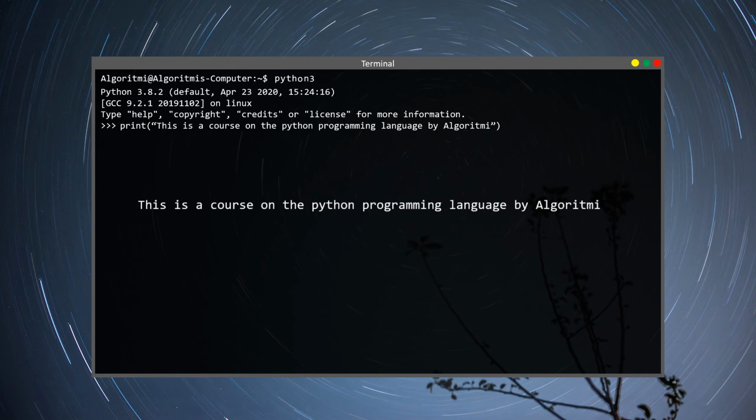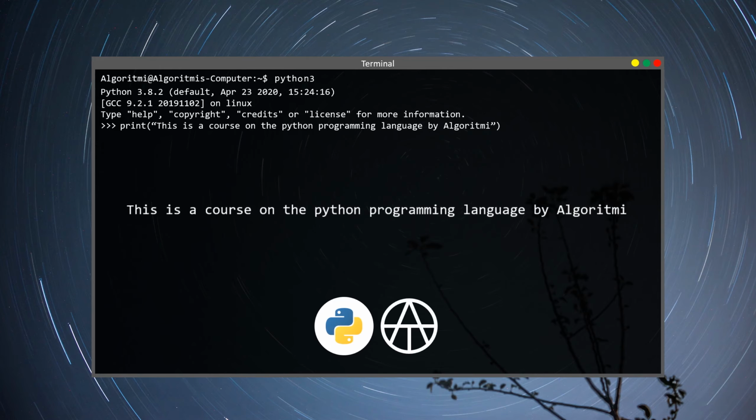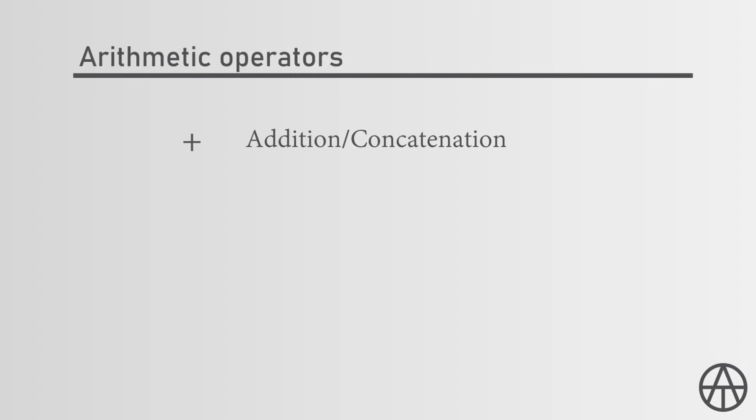Alright, welcome back. In this video, we're going to talk about the operators in Python. The first kind of operators we're going to talk about are the arithmetic operators. And the first one of those is the plus operator, which is the addition or the concatenation operator. Addition is, well, the same thing as in math. If you say 2 plus 5, it's going to result in 7.